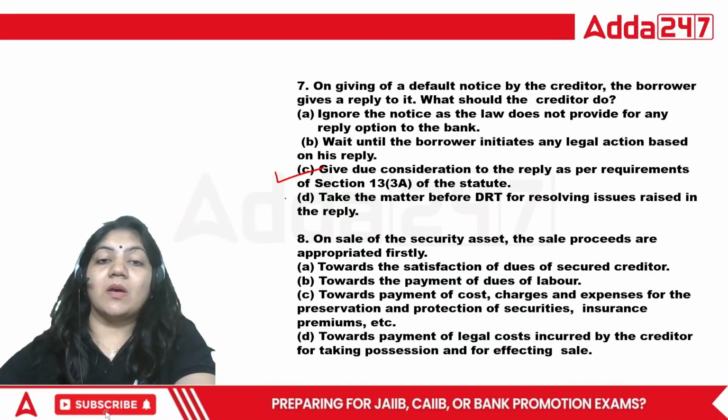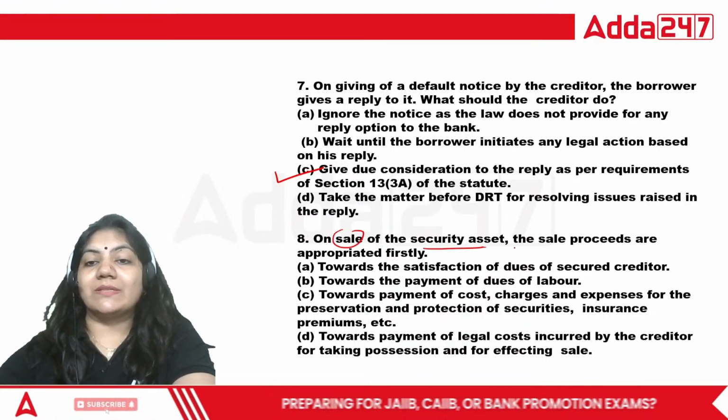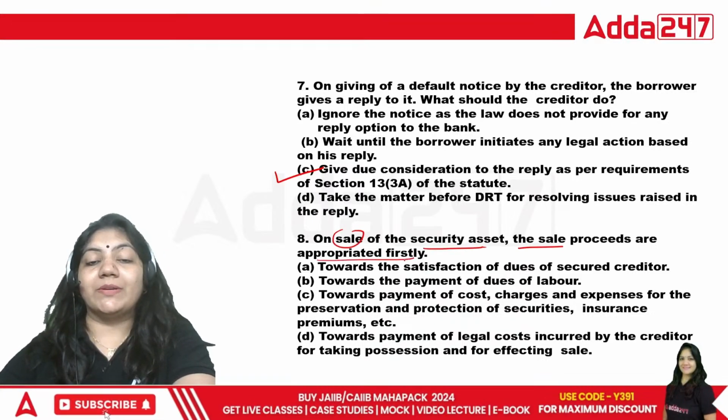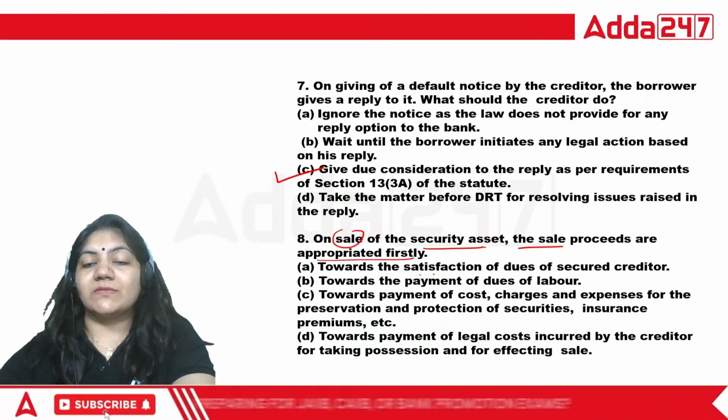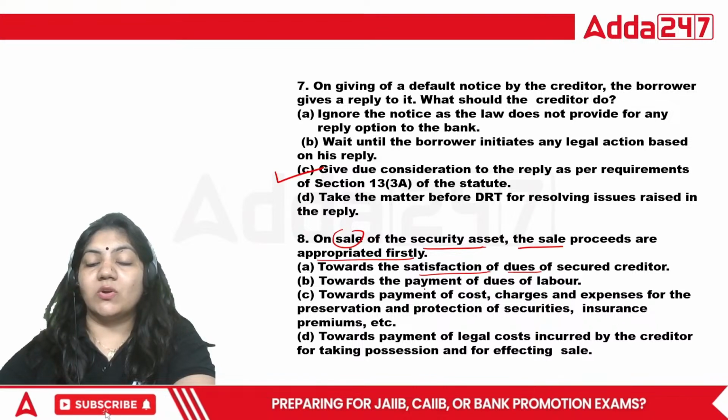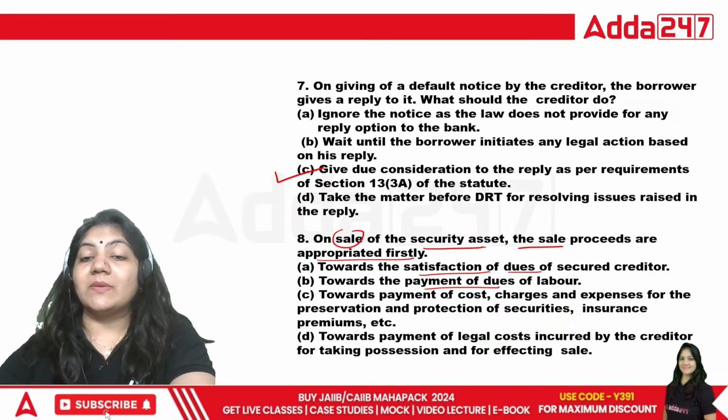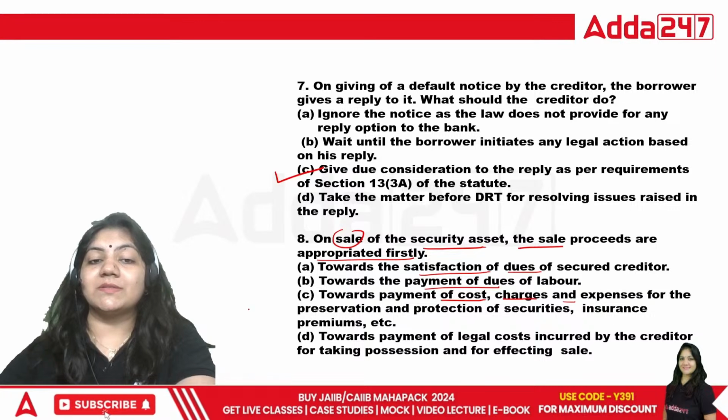Now, on the sale of secured asset, the sale proceeds are appropriated firstly towards the satisfaction of dues of the secured creditor, towards payment of dues of labor, and towards the payment of costs, charges and expenses.